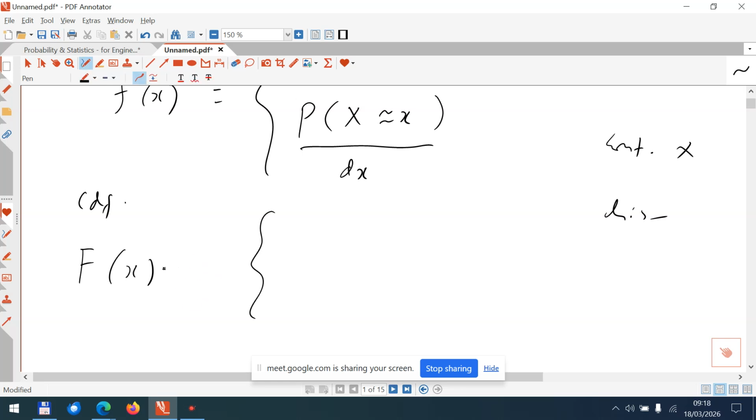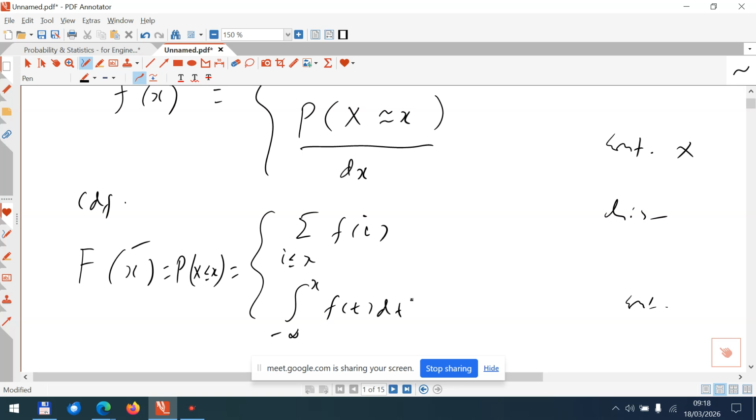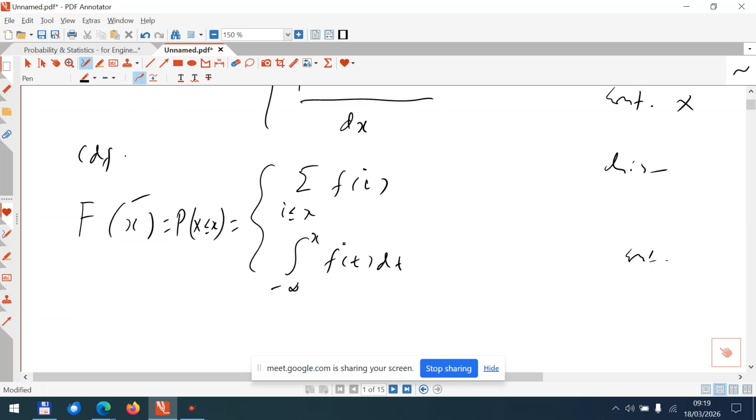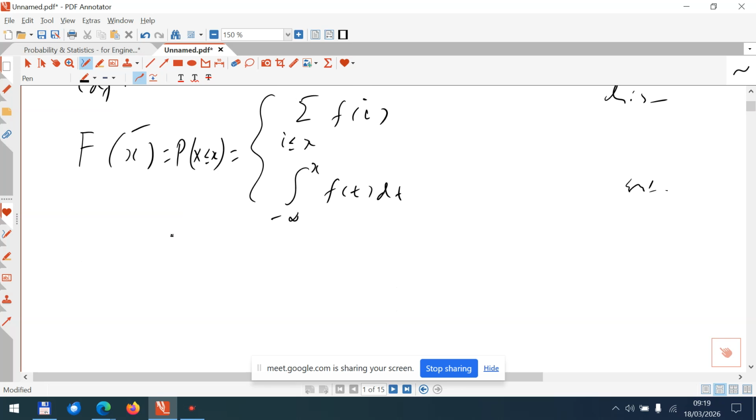Before that, I need to remind you that the CDF is simply the probability that X is less than or equal to x. So it's the sum of all the values of the PMF, right? Because I need x here, it will be better to use a dummy variable, like I, with I less than or equal to x. And for continuous, I will have to integrate from minus infinity to x, f of t dt. I can use some dummy variable t.